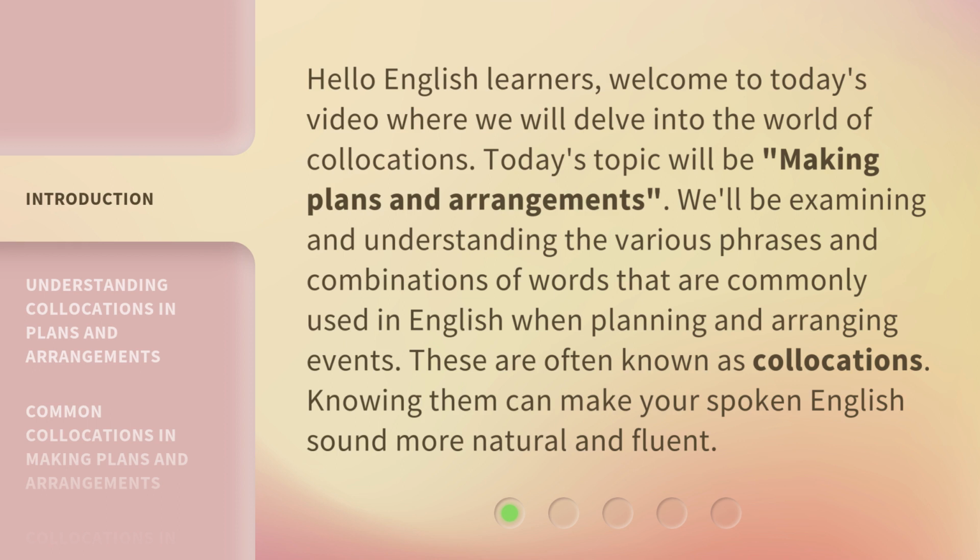Today's topic will be making plans and arrangements. We'll be examining and understanding the various phrases and combinations of words that are commonly used in English when planning and arranging events. These are often known as collocations. Knowing them can make your spoken English sound more natural and fluent.